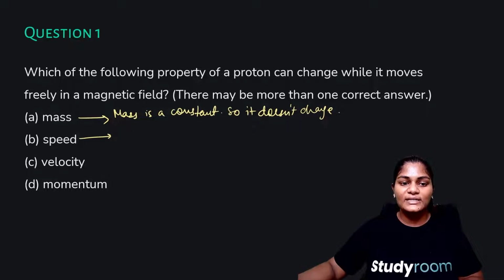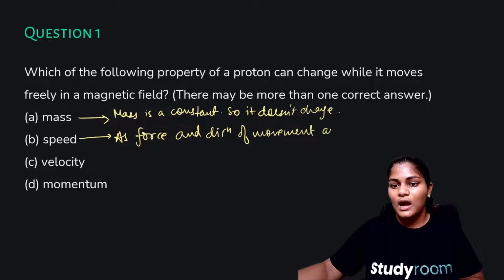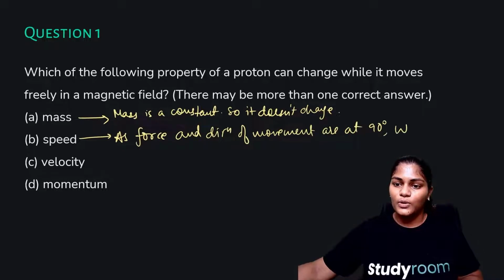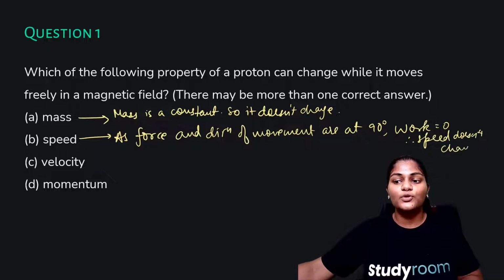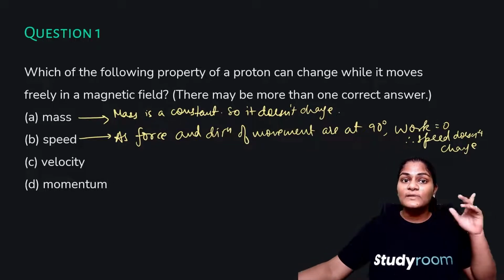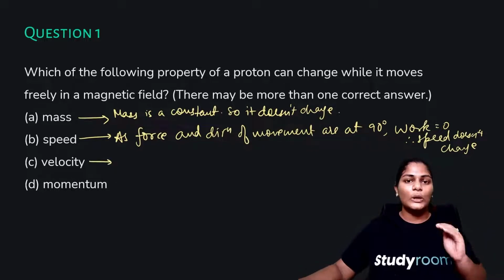So we write that as force and direction of movement are at 90 degrees, work is 0, therefore speed does not change. Okay, to understand this, you have to go back and study the concepts that you studied in ninth of work. Okay, great. Now about velocity.